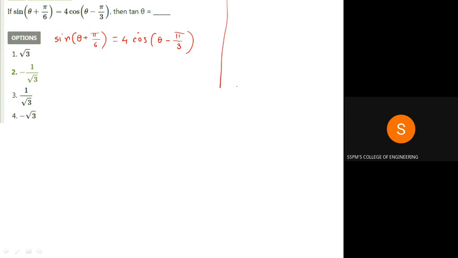We know what sine A plus B is. This is the standard formula to find the sine of the addition of two angles. How do we find it? It is sine A into cos B plus cos A into sine B.